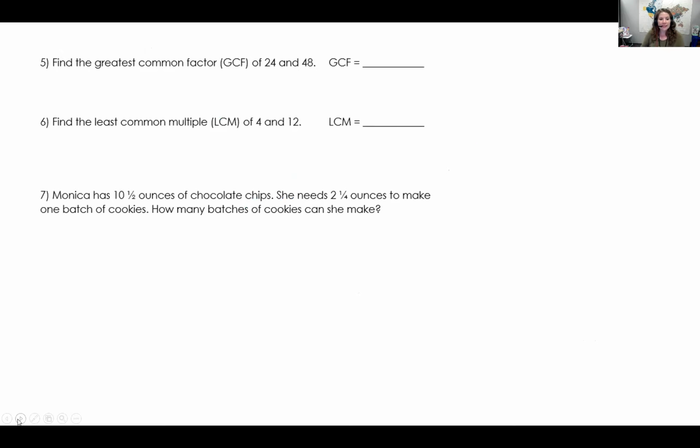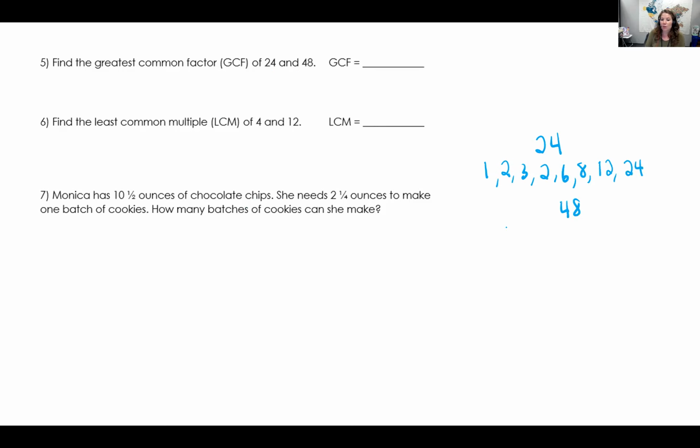All right, what is the greatest common factor of 24 and 48? So for 24, I'm going to write them out. 1 times 24 is 24. 2 times 12 is 24. 3 times 8 is 24. And I know that 4 times 6 is 24. And then what was the other one?